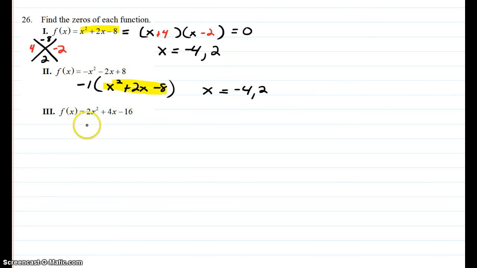Like before, take out the GCF. So you take out a 2, and we get x squared plus 2x minus 8. Once again, that repeats. And so it's going to have the same zeros. So we get x equals negative 4 and 2. So the point of this question is for you to realize that even though the functions look different, I mean this one's positive, this one's negative, this one's going to be narrower, they can still have the same zeros.